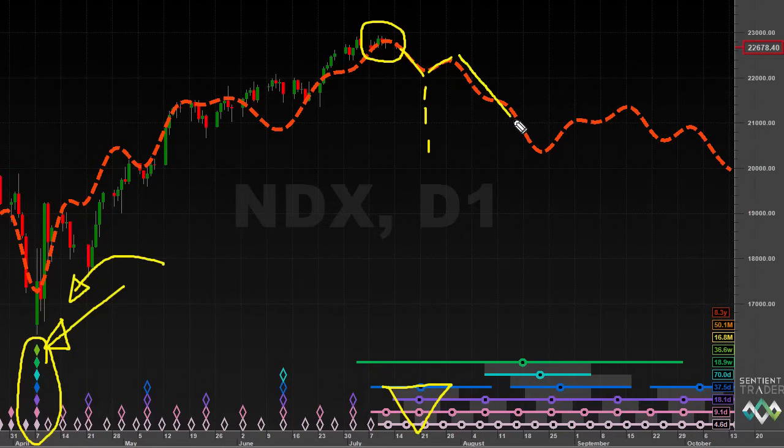Price is then, of course, going to move down into this 20-week cycle trough, which you can see here in the Nasdaq. It is expected in about the third week of August, perhaps towards the end of August. And that is the next move that we are going to be watching and focusing on.